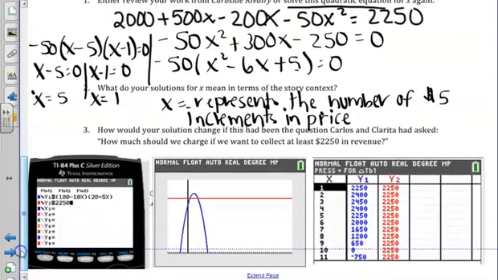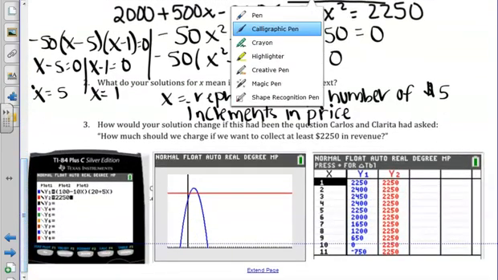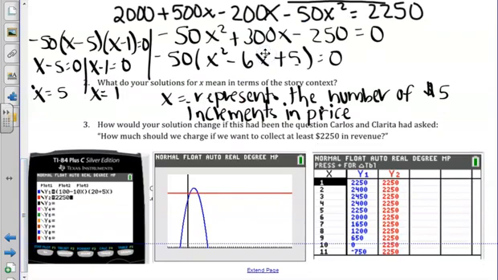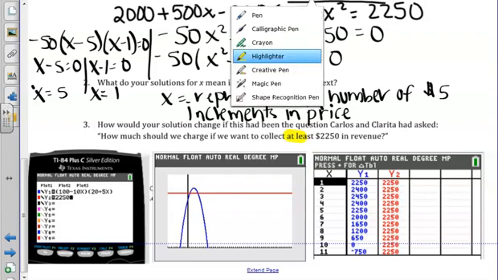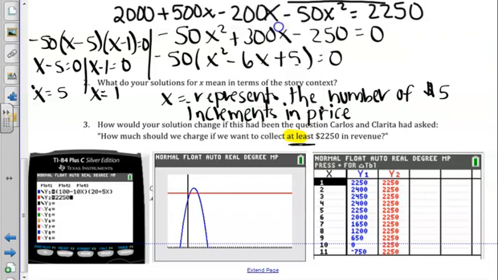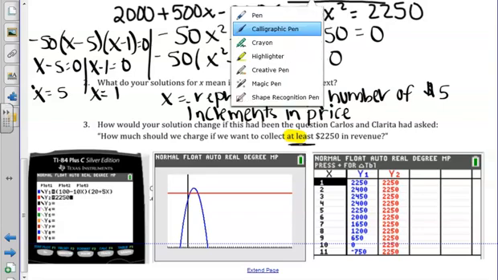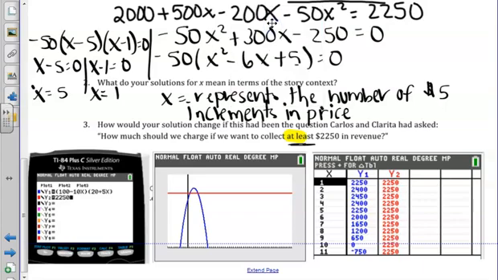So now they're going to change what the question says. And now they're saying, how much should we charge if we want to collect at least $2,250? So now we're changing that word to at least $2,250. So we have to remember what at least means. At least means they want to make $2,250 or more. So now instead of an equal sign, our equation becomes an inequality that would look something like this.